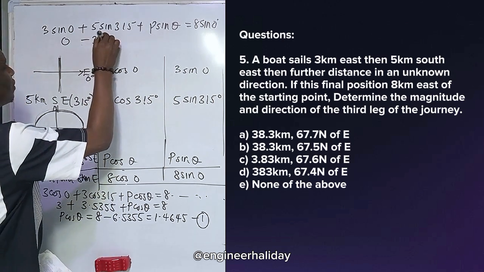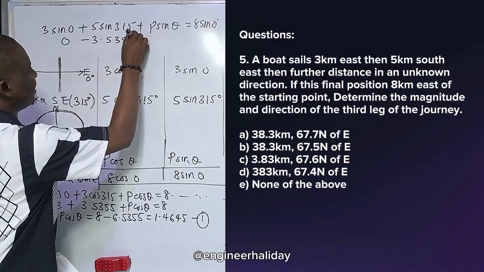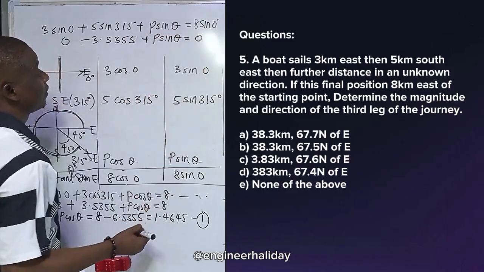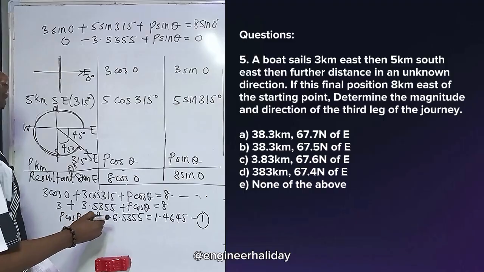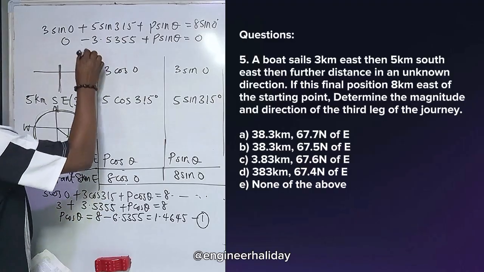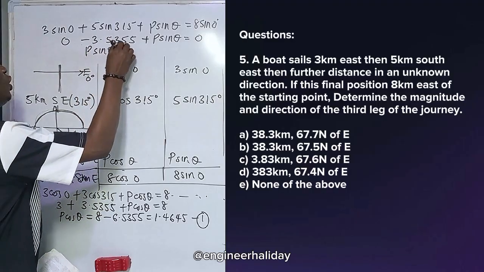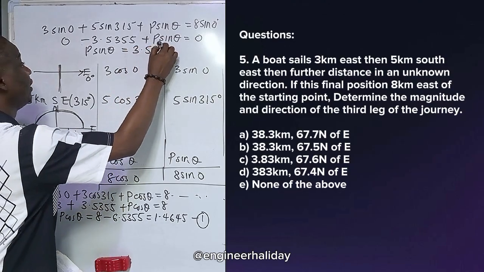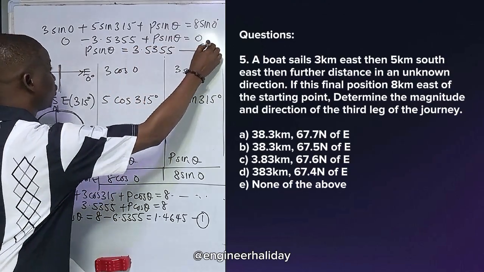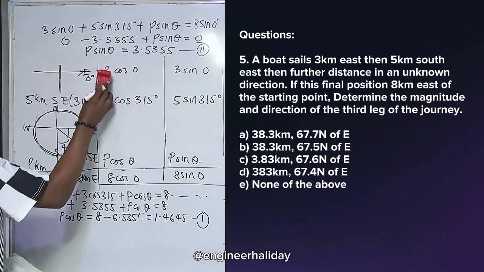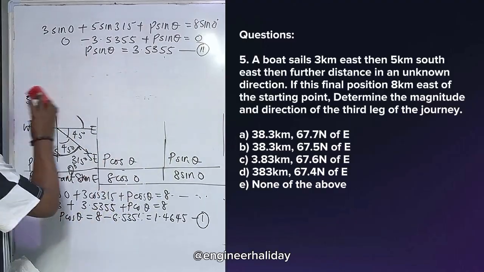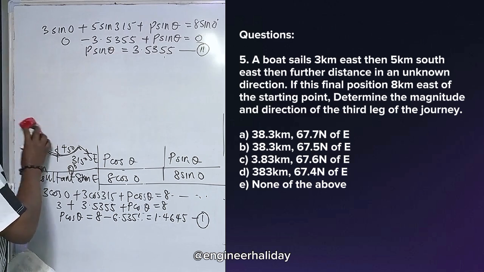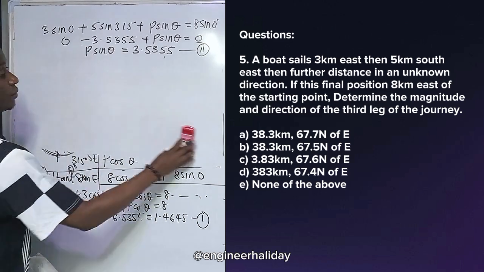Minus 3.5355. Excellent. Thank you very much. P sin theta equals what? 0. Okay, let's make P sin theta the subject of the formula. That will give us P sin theta equal to what? Let's move this one to the other side. We have 3.5355. That is equation 2. Having gotten that, it makes our work very easy, smooth, and clear. Now, let's go.